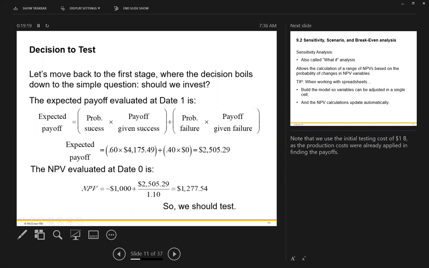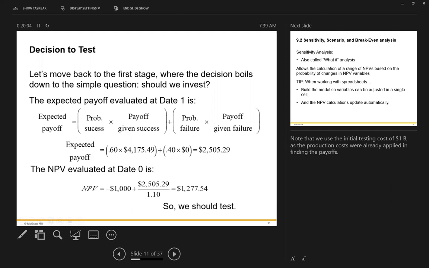So our initial investment would be 1 billion. Find the present value of the expected payoff at the end of year 1 if we are successful. Well, the expected payoff overall, doesn't matter if we're successful or not, because what we're doing is basing it on our probability of each. So we'll take that 2505.29, bring it back to present value. So we divide it by 1 plus the discount rate, and we get 227753, which is positive. That is higher than the amount we would have to spend to test to begin with. So overall, this project is positive.